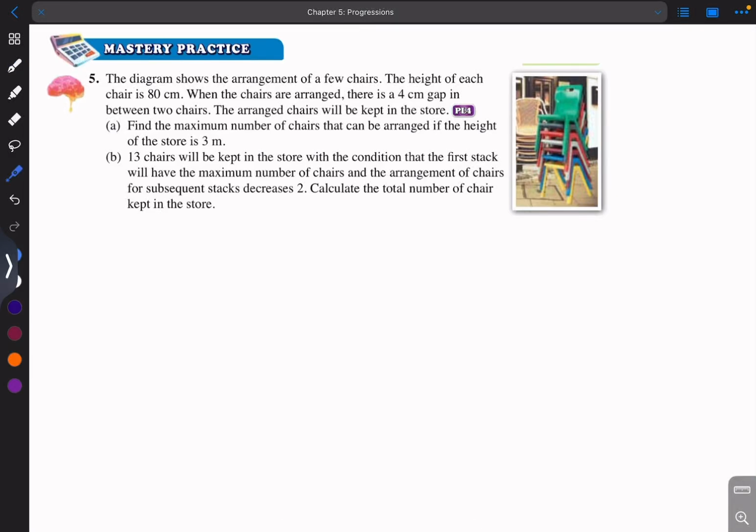Mastery practice question 5. The diagram shows an arrangement of a few chairs. So these are the chairs stacked onto one another. The height of each chair is 80 cm. When the chairs are arranged, there is a 4 cm gap in between two chairs. Right. So the original length of the chair is 80 cm.